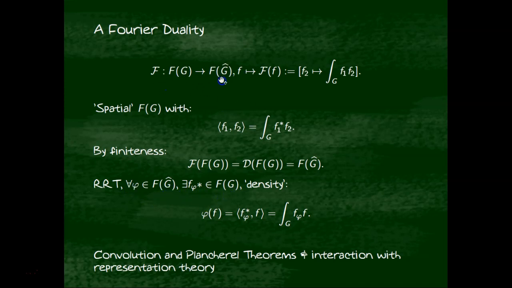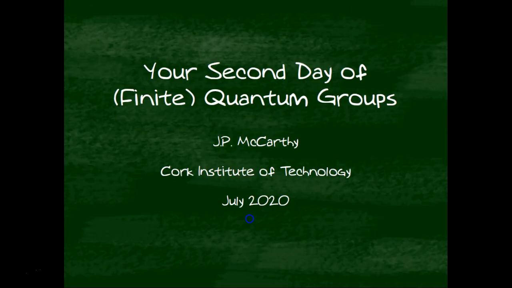It's the finiteness and the Riesz representation theorem, which means this is invertible. So function, Fourier transform, functional, density, and that allows you to go between the two. Everything works really nicely here for finite quantum groups. This can be done in general. You get convolution theorems, Plancherel theorems, and a lovely interaction with representation theory, which has been very important in my own research.